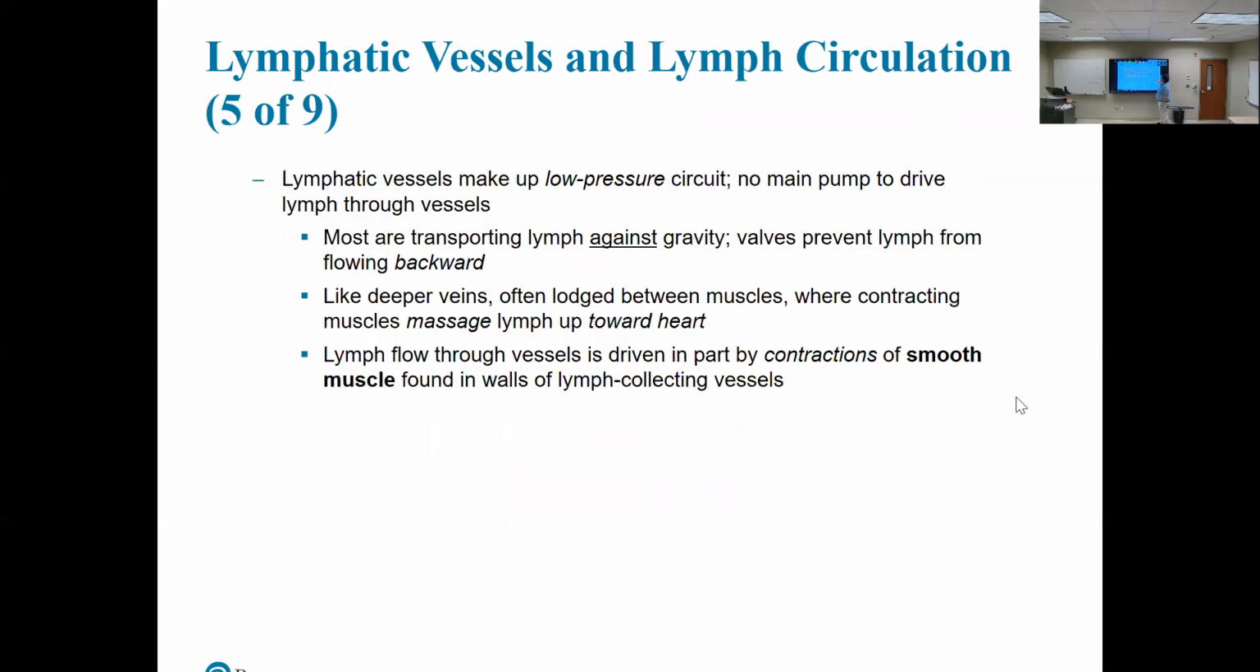This is trivia. Once again, it has valves in it to prevent backflow, right? And so the muscles contracting and breathing all push the lymph back.